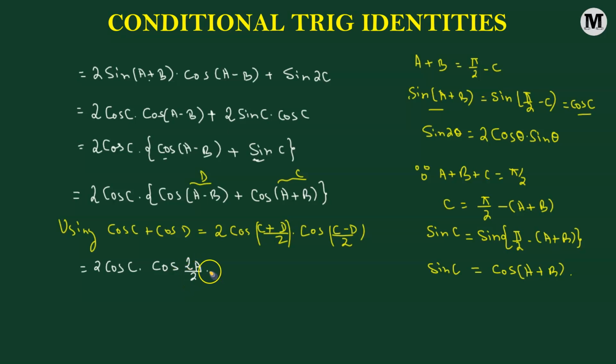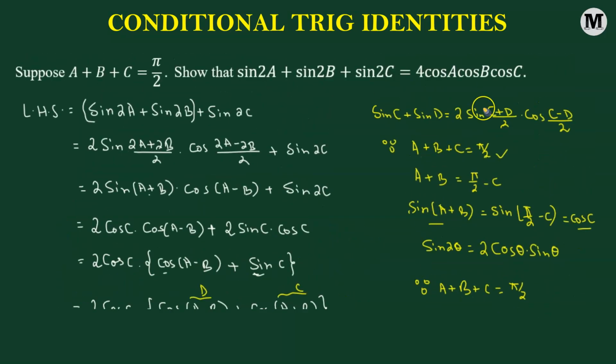So we have 2a divided by 2 multiplied by cosine of, so we need C minus D. So a plus b minus a minus b gives us 2b divided by 2. And finally, we have a factor 2 also remaining. So 2 times 2 is 4. So we have 4 times cosine of 2a over 2, which is simply cosine of a, multiplied by cosine of 2b over 2. The 2 and 2 cancel out, leaving us with b. So we have cosine of b, and then we have cosine of c, and this is exactly the expression on the right hand side. So we can verify that we have 4 cosine of a cosine of b times cosine of c, hence proved.